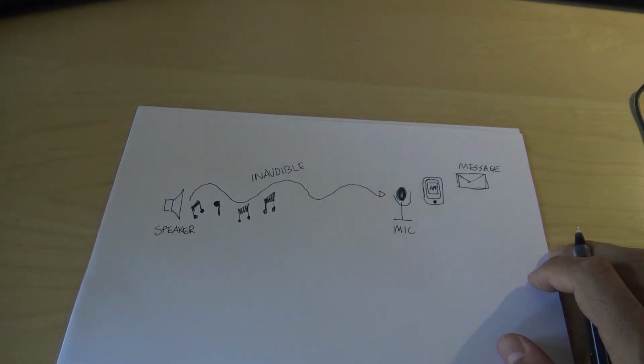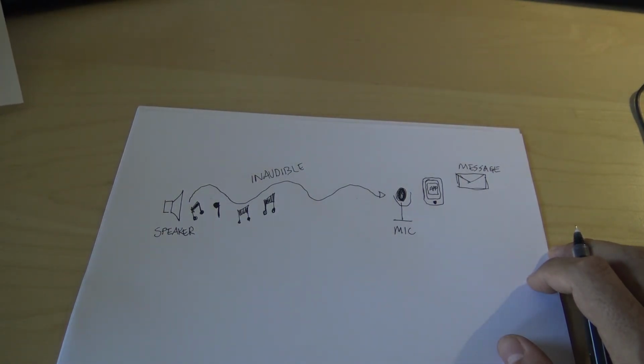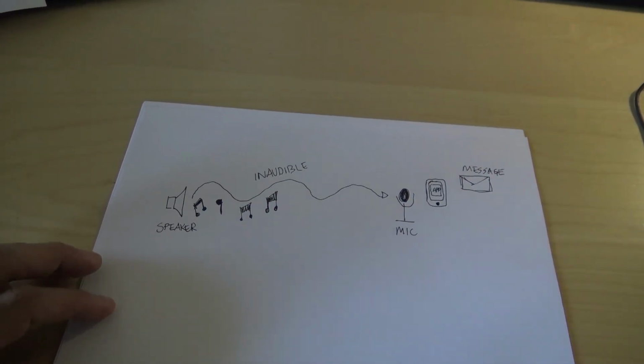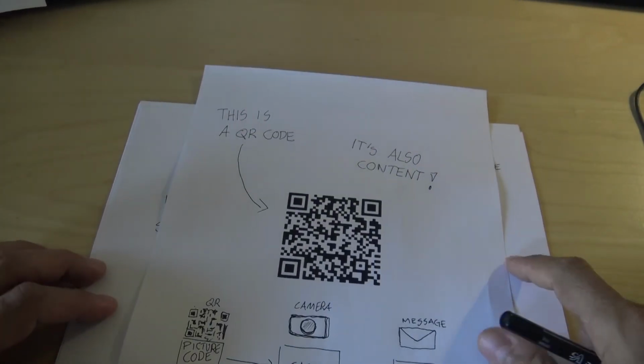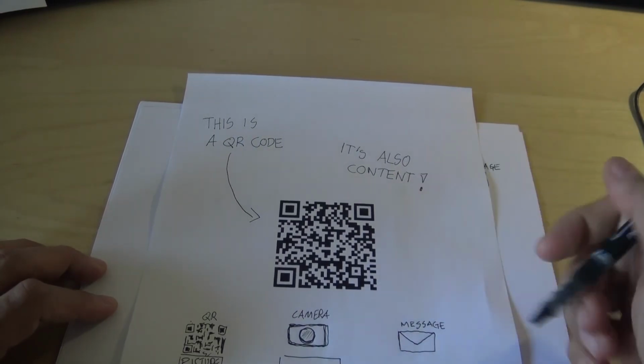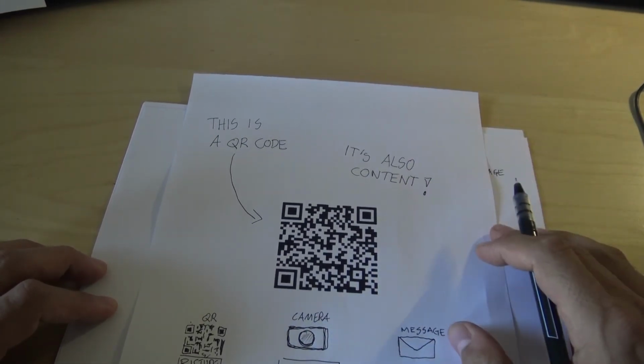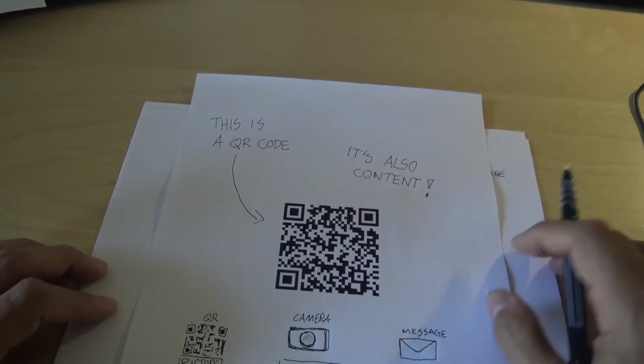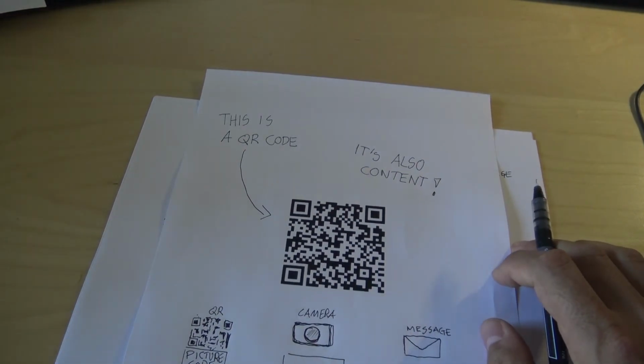So what I wanted to show here is just to give you an example of a similar technology that might help you understand what USONIQ is about. Let's take a look at this. I think most people know what this is. This is a QR code. It's also content, but when you look at it, it just looks like noise. It just looks like a lot of black dots.